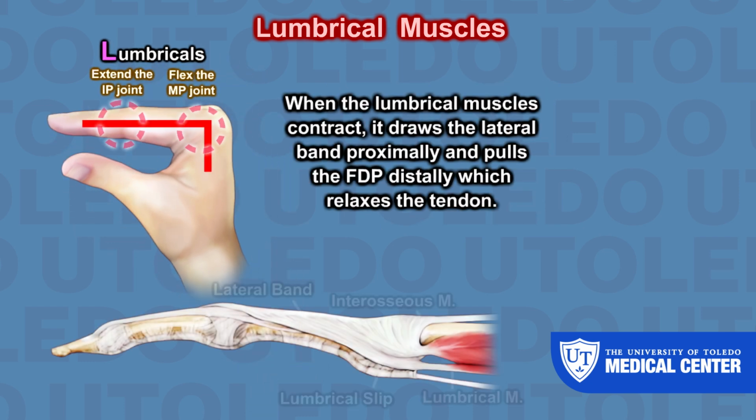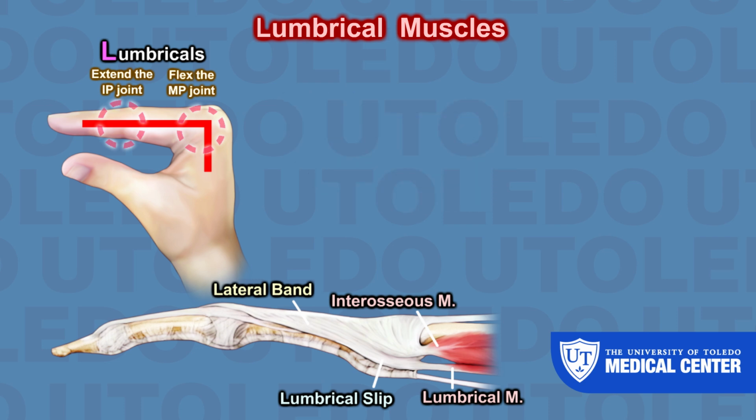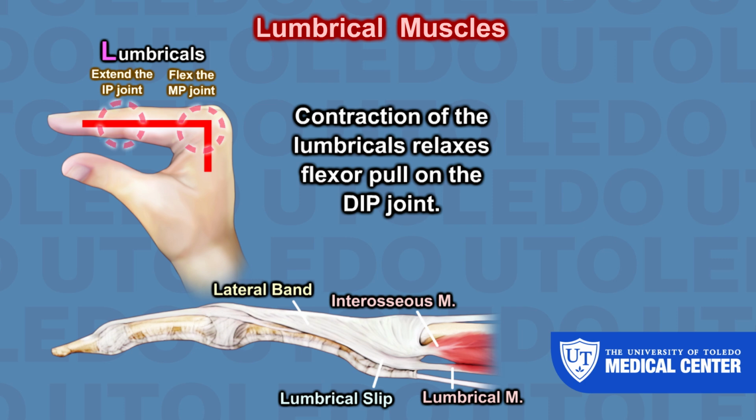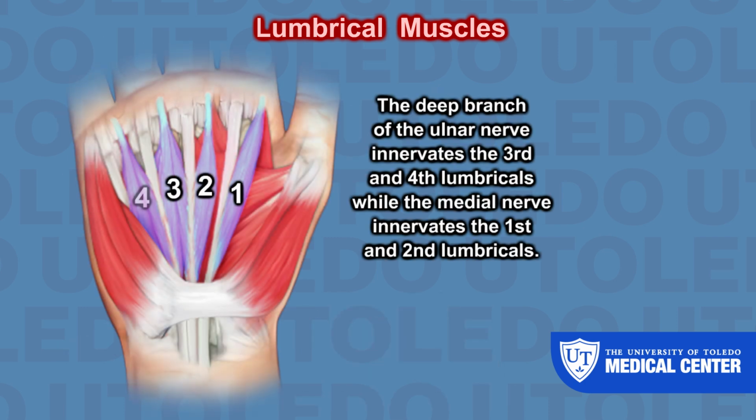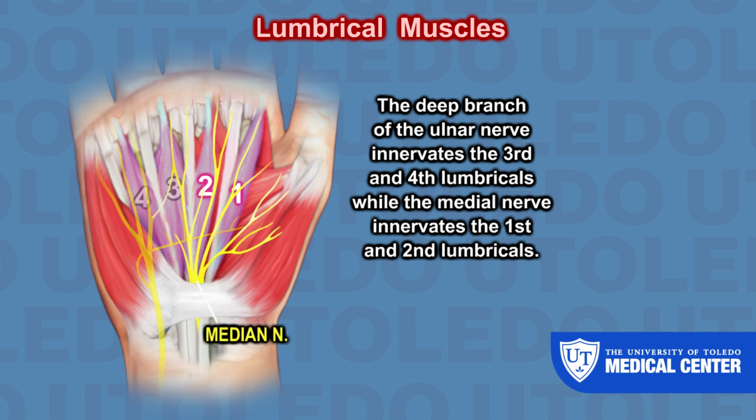When the lumbrical muscles contract, they draw the lateral band proximally and pull the FDP distally, which relaxes the tendon. Contraction of the lumbricals relaxes flexor pull on the DIP joint. The deep branch of the ulnar nerve innervates the third and fourth lumbricals, while the median nerve innervates the first and second lumbricals.